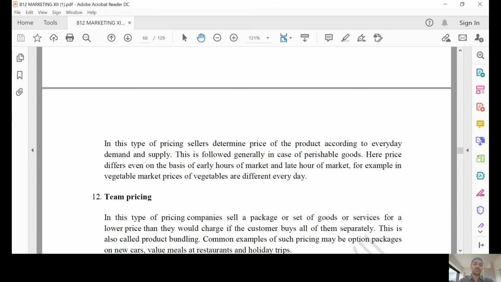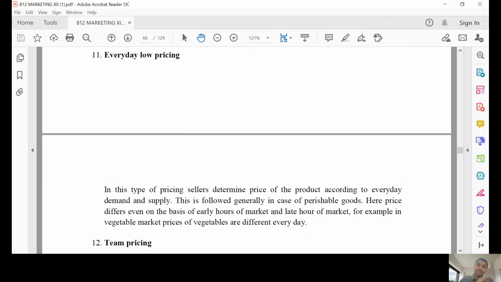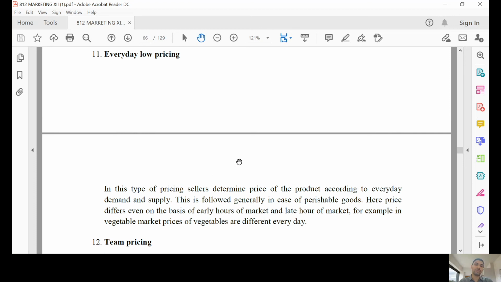Everyday low pricing. Usually we find offers on weekends, but in everyday low pricing, the price is low every day. No need of waiting for the weekend. Every day the price is very low. Every day there will be offers.